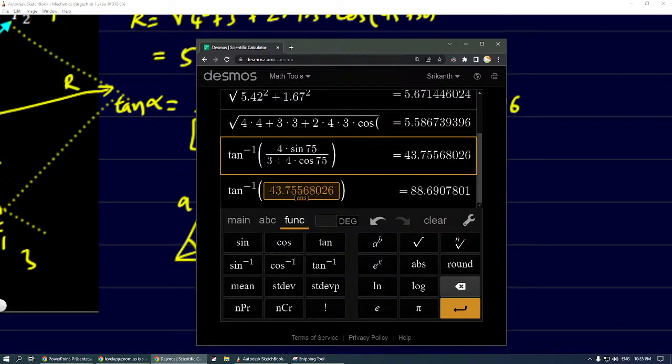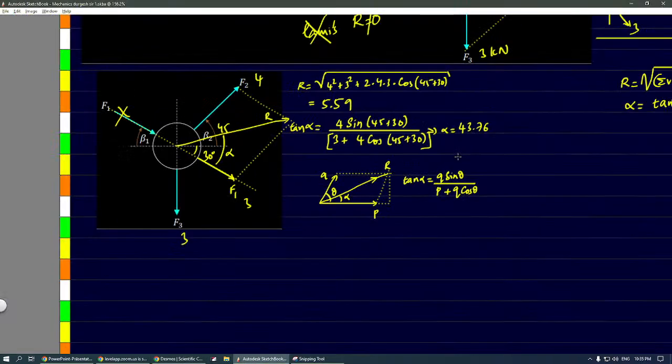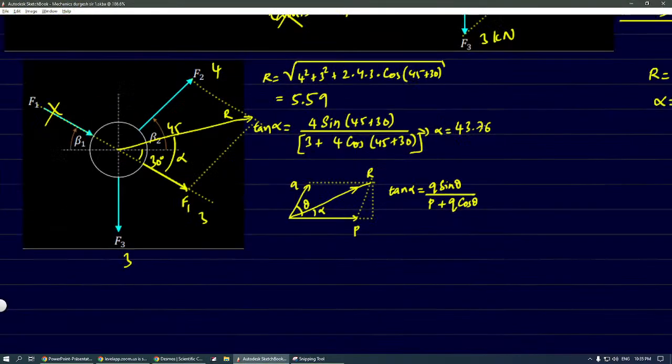You can feed it in the denominator, you will get it. But in single line, you have to be very careful, especially with denominators. Wherever you are getting plus or minus in the denominator, you have to put an extra bracket. Okay. So we got 43.76.